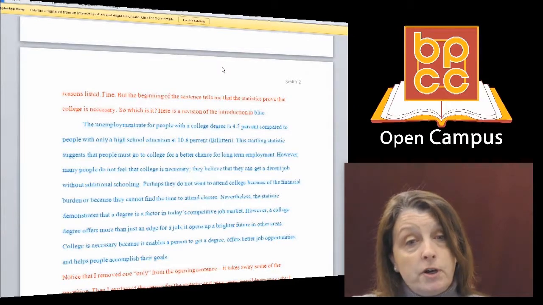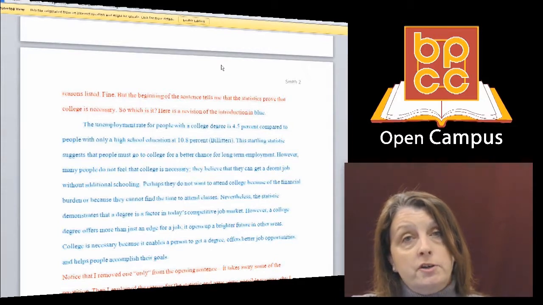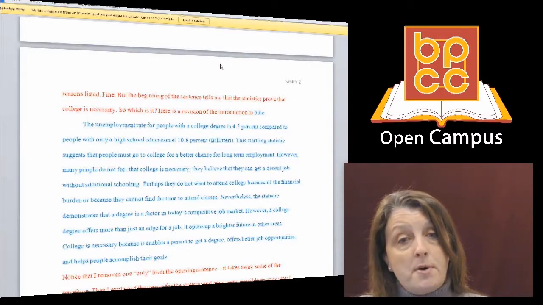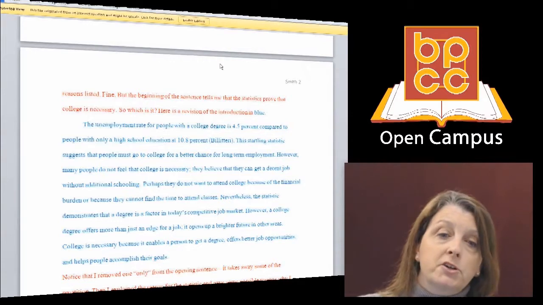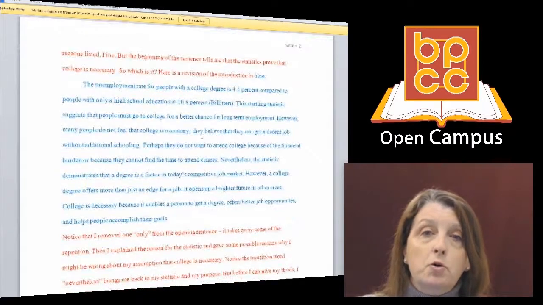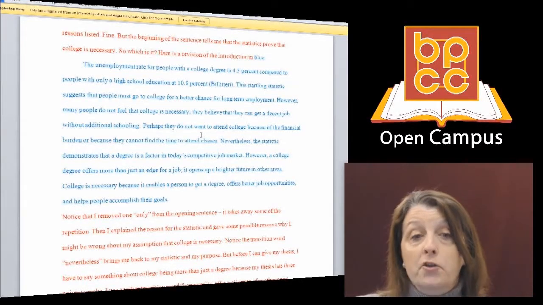However, a college degree offers more than just an edge for a job. It opens up a brighter future in other areas. College is necessary because it enables a person to get a degree, offers better job opportunities, and helps people accomplish their goals. Now, of course, you notice my introduction is much longer than hers.